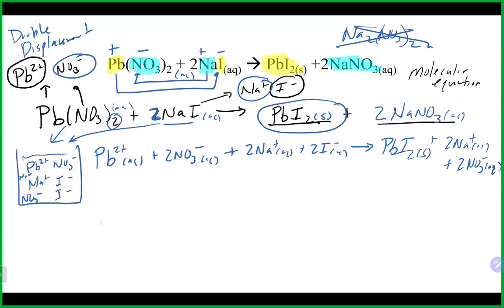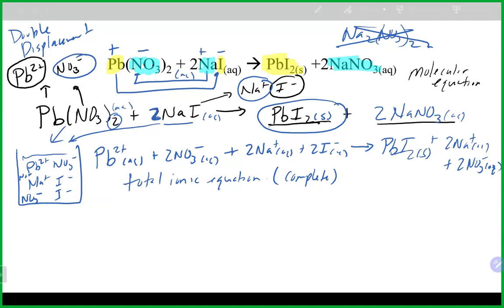And this equation here is what is known as the total ionic equation. It is also sometimes called the complete ionic equation, or sometimes people just refer to it as the ionic equation as well. It shows what's happening in the actual beaker. So you break apart anything that's a strong electrolyte into ions.